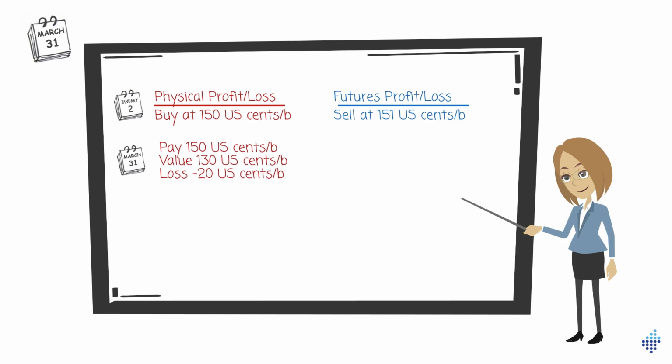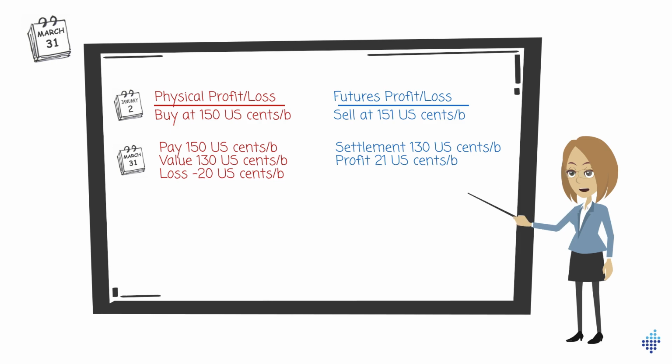On the 31st of March, the trader received the product and paid 150 US cents per bushel for it. As the material is now worth 130 US cents per bushel, the trader lost 20 US cents per bushel. At the same time, the futures position generated a profit of 21 US cents per bushel as the market settled at 130 US cents per bushel.